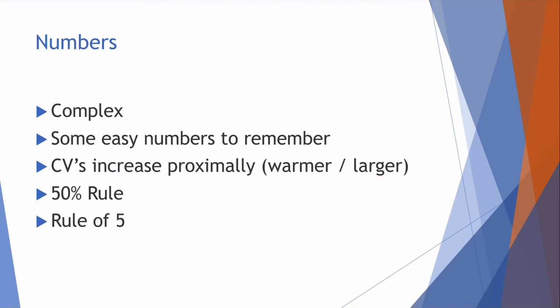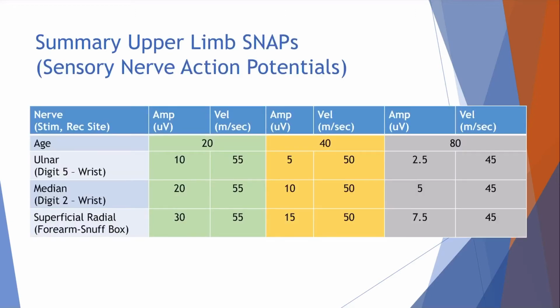So let's now look through the rule of 5. If we take an average build 40-year-old, then the sensory responses, and these are measured in microvolts, so millionths of a volt, will be for the ulnar nerve 5 microvolts, median 10 microvolts, and superficial radial 15 microvolts as minimums. Now, as one increases in age, those sensory nerve action potentials may decrease in size, may halve, so there might be only 2.5 for the ulnar in an 80-year-old, 5 for the median digit 2, and 7.5 for the radial.